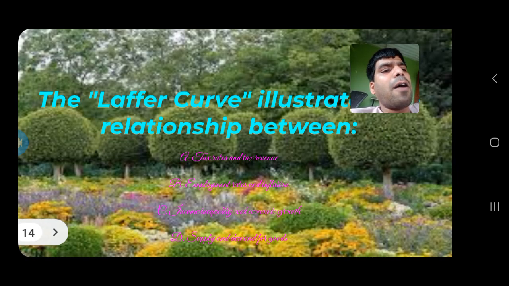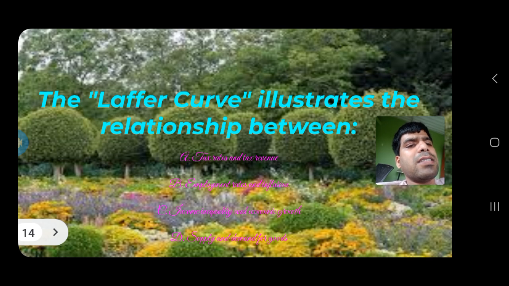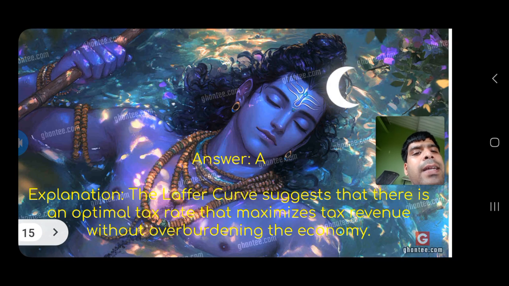Next question is, the law of, illustrates the relationship between, and the options are: option A, tax rates and tax revenues, option B, employment rates and inflation, option C, income inequality and economic growth, and option D, supply and demand for goods. And the correct answer is option A. The law suggests that there is an optimal tax rate that maximizes tax revenue without overburdening the economy.